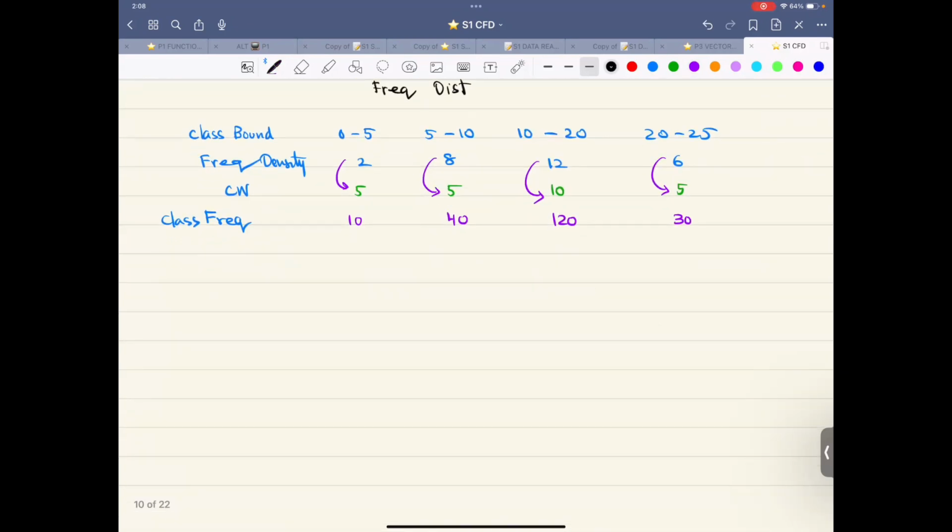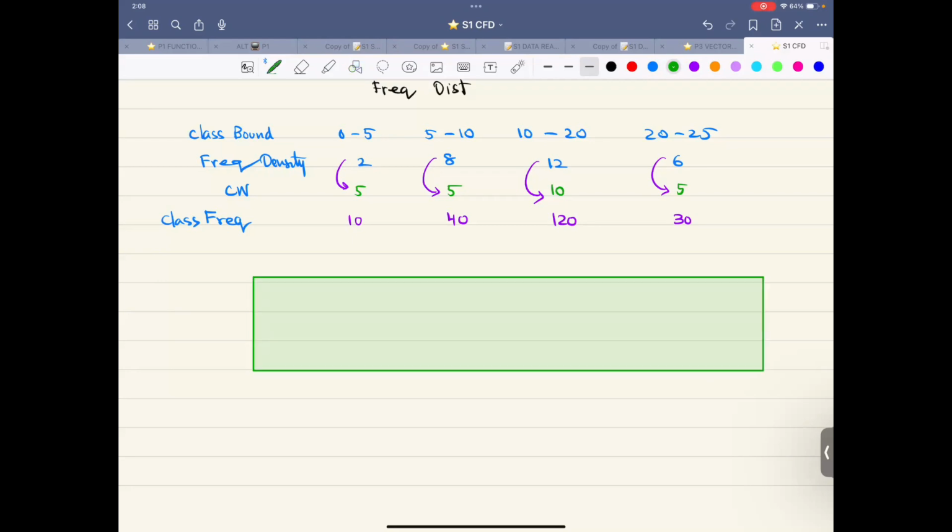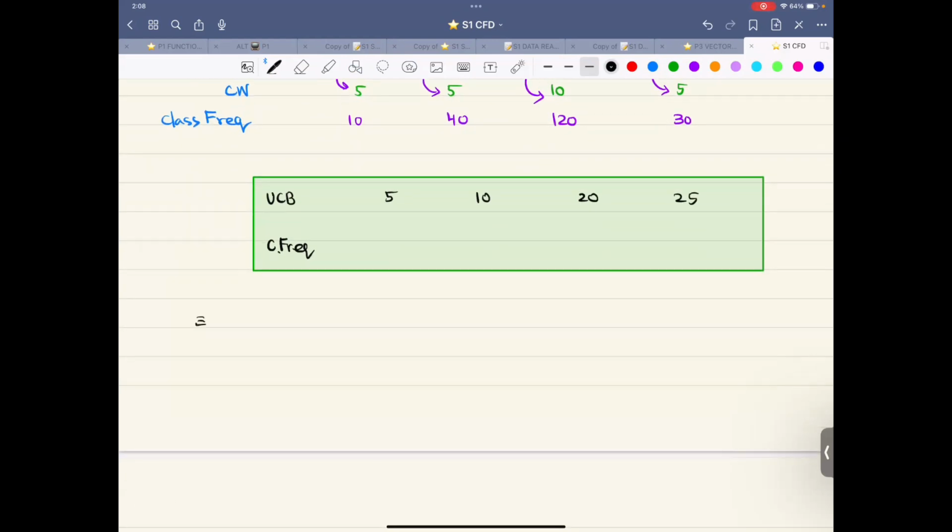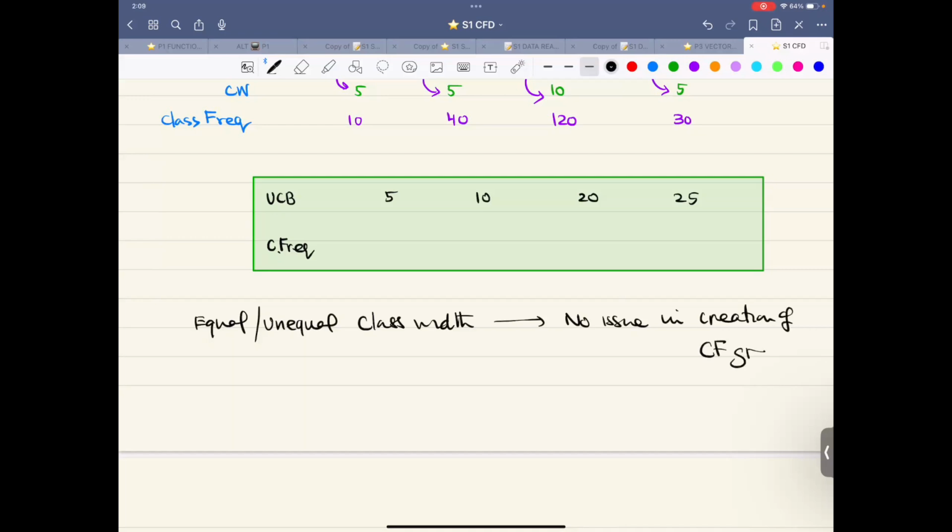What more needs to be done? You have to form a cumulative frequency distribution. So let me make up a table like this. And these are the upper class boundaries. And I need cumulative frequency. So between 0 and 5, let me choose 5. Let me choose 10. It does not make a difference whether it's equal class width or unequal class width. So remember, equal or unequal class width are no issue in creation of a CF graph.